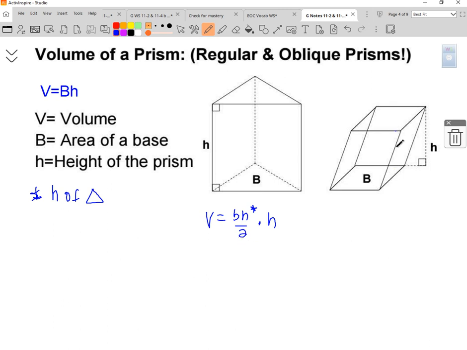It doesn't matter if it's oblique or not, except that you have to make sure you understand how to recognize the height here. So in this case, this is a rectangular prism. The volume equals the length times the width of the base times the height of the prism. And let's go ahead and remind ourselves once again that this is a triangular prism, and this is a rectangular prism.